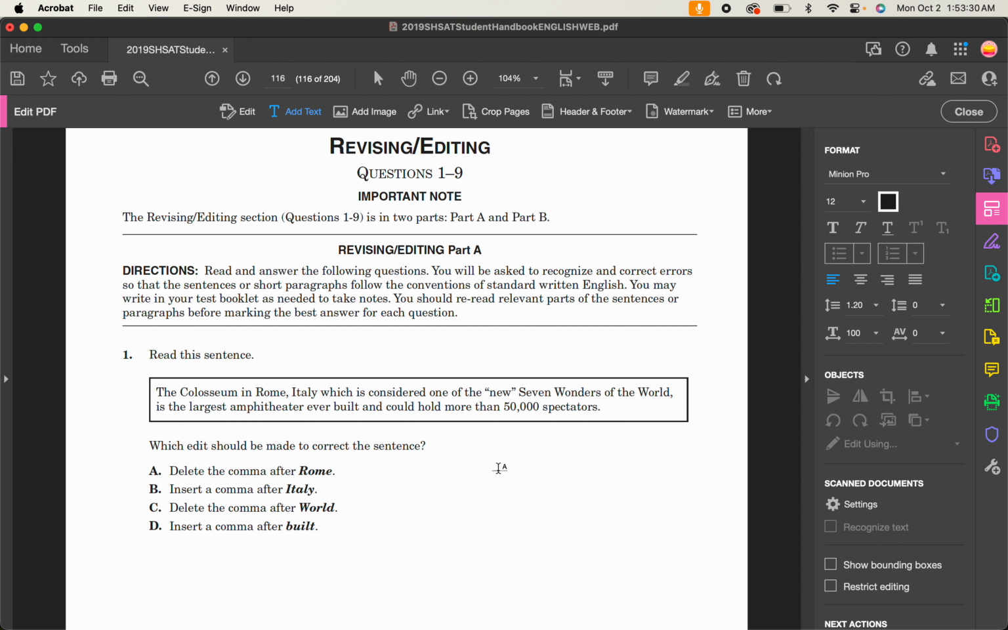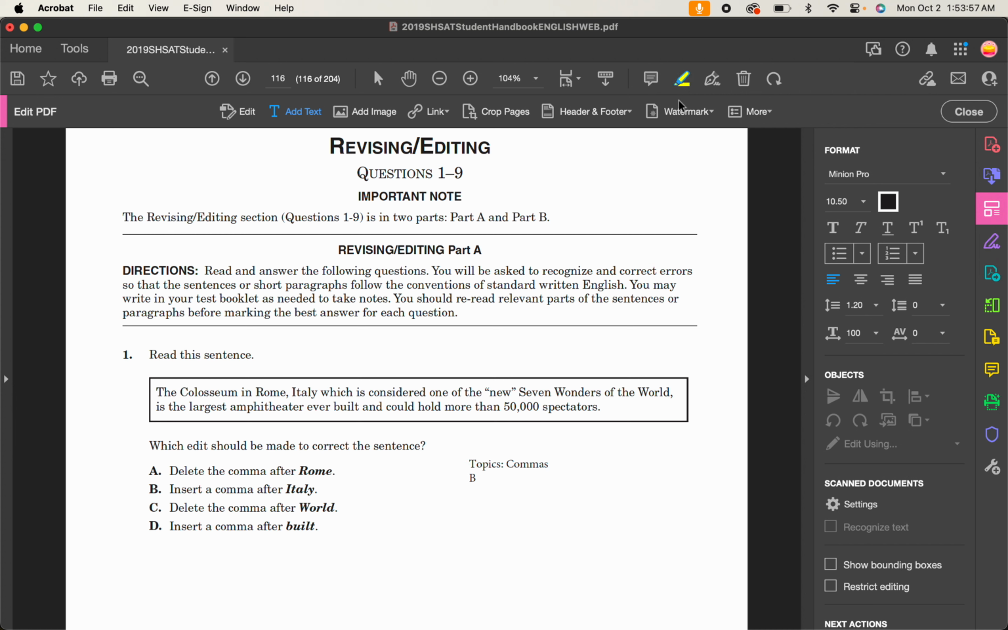So for today's question, the topic would be commas. Right? And if we look at this question, it says, the Colosseum in Rome, Italy, which is considered one of the new 7 wonders of the world, is the largest amphitheater ever built and can hold more than 50,000 spectators. The answer for this question would be B.